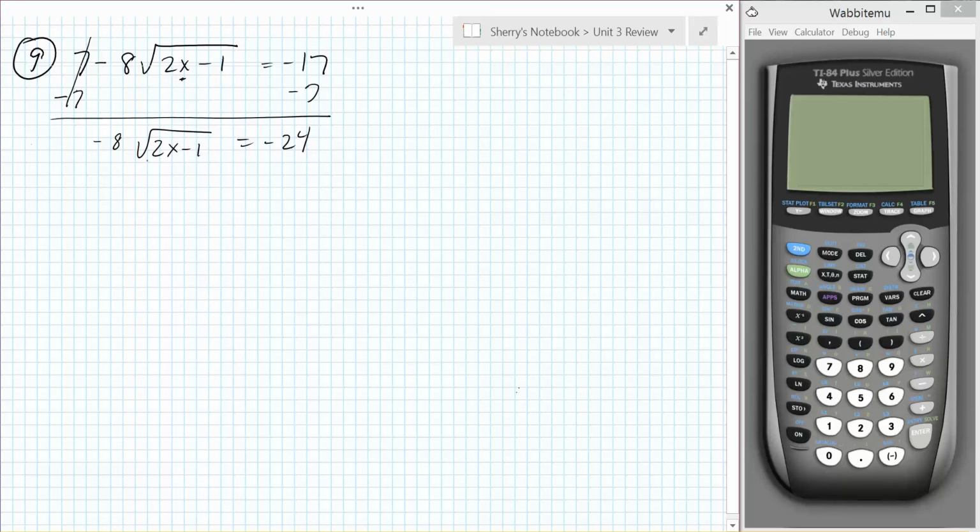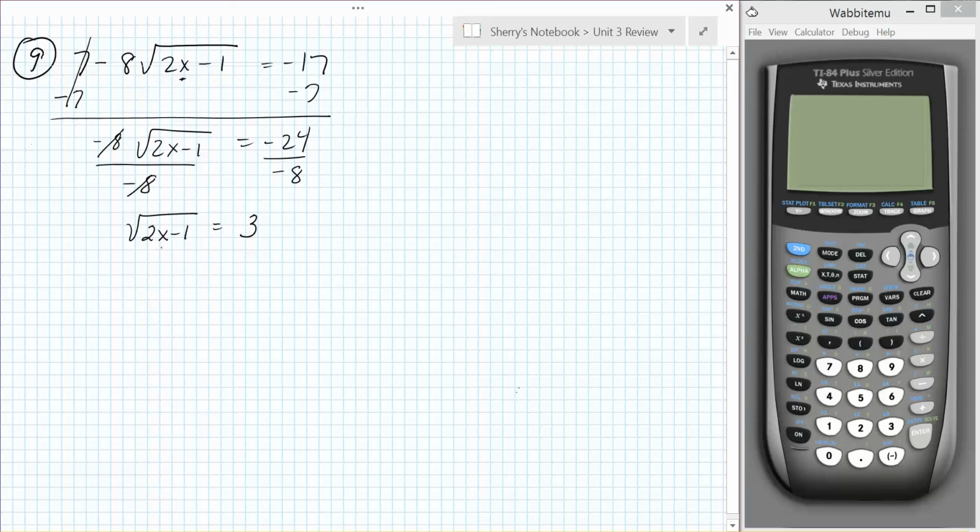Now, again, still I want to get the x out. It's trapped in the square root, but this negative 8 is even farther out. Right now it's being multiplied by the square root, so we're going to divide both sides by negative 8 to get rid of that on this side of the equation. That will leave me with the square root of 2x minus 1, and on this side, negative 24 divided by negative 8 gives me a positive 3.